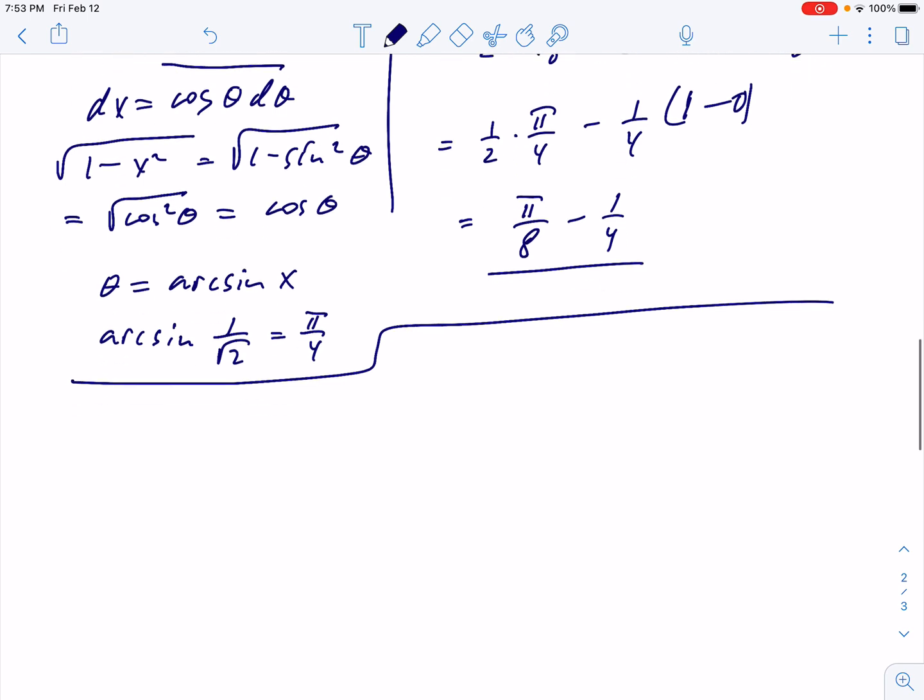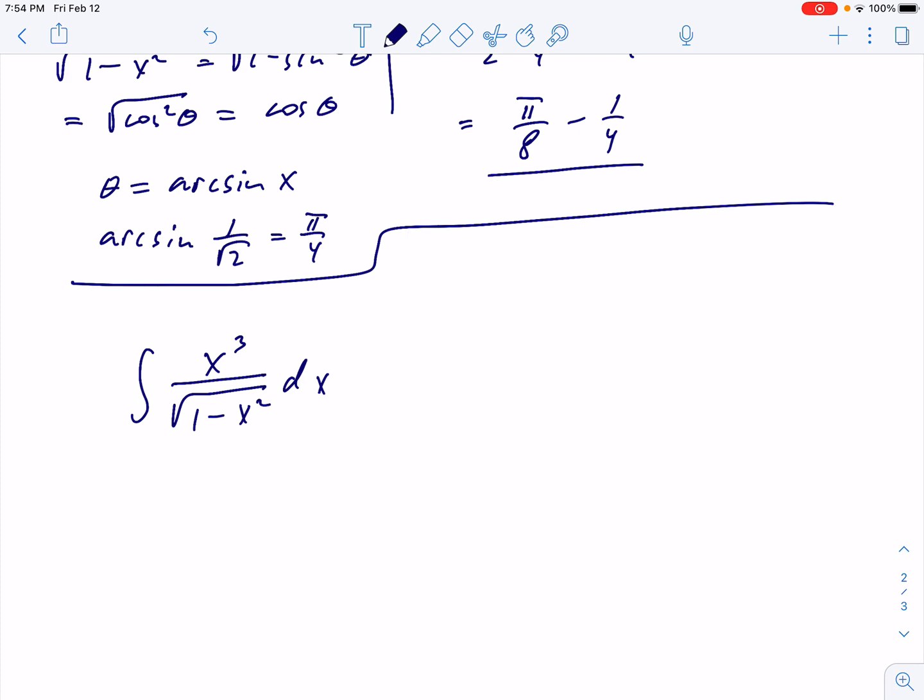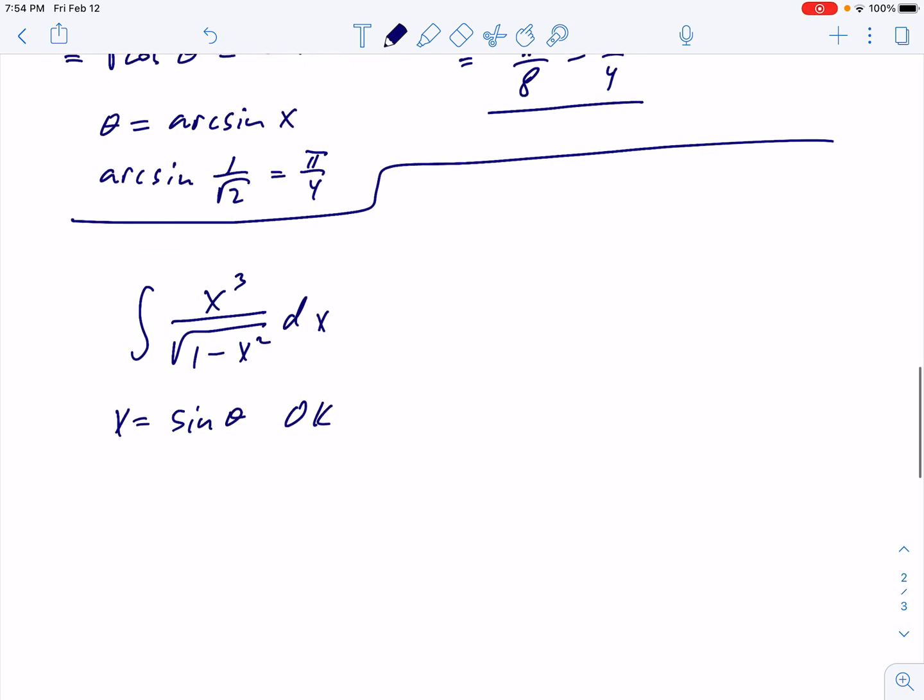Now I want to compare this integral that we just did to a similar one. Look at this. x cubed over square root of 1 minus x squared dx. Again, we can do trigonometric substitution, which is fine. Setting x equals sin theta is okay. But I want to show you that in this case, the regular u substitution will work. If you set u equals 1 minus x squared, it also works.